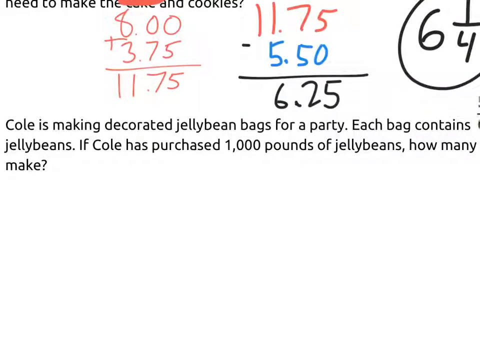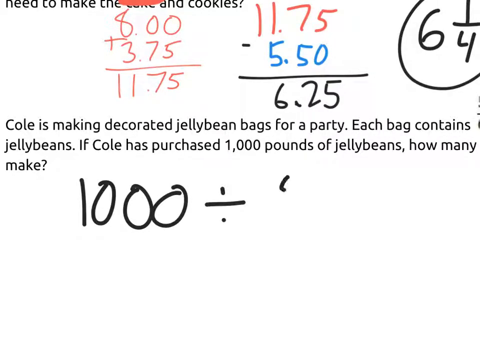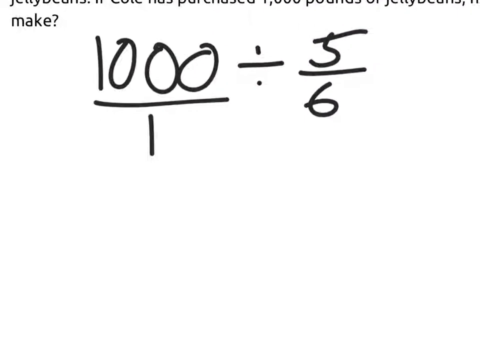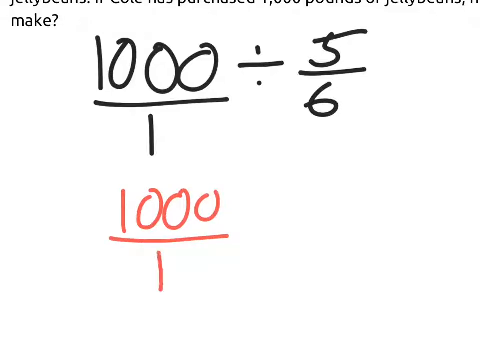So we're going to take that 1,000 pounds, and we're going to divide that into bags that are 5/6 pounds. I'm going to put this over 1 right here, and then I know from there I can do my keep, change, flip. You guys just love keep, change, flip for some reason. So I'm going to keep the very first one, my 1,000 over 1. I'm going to change the sign to multiplication, and I'm going to change this to 6/5. Guys, this is only for division.